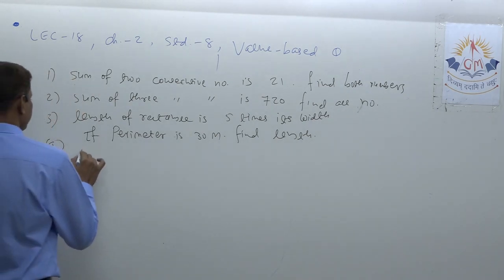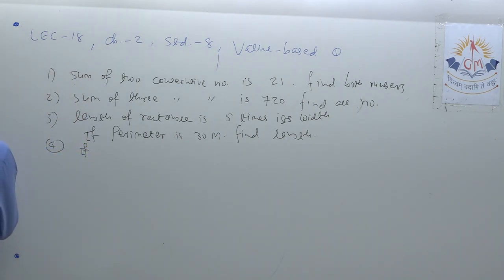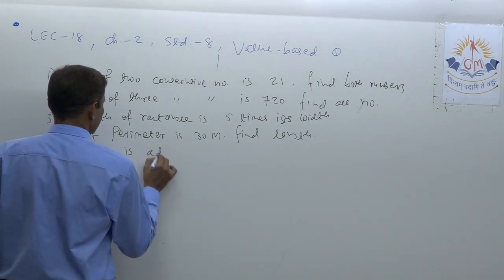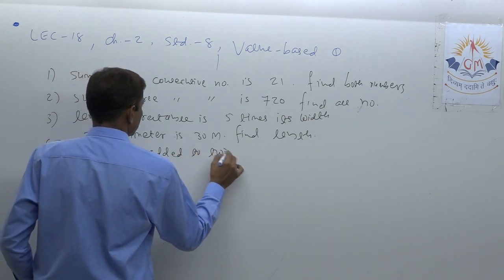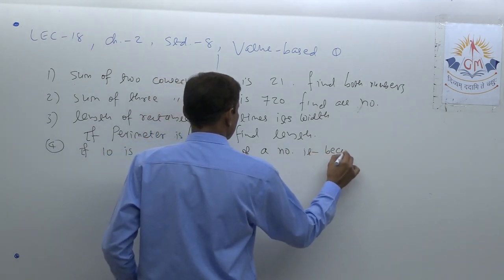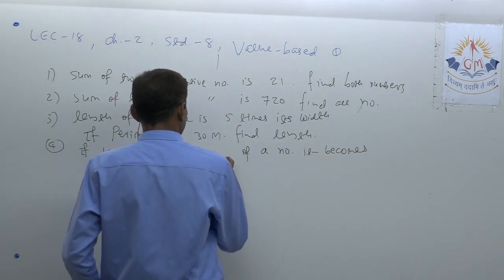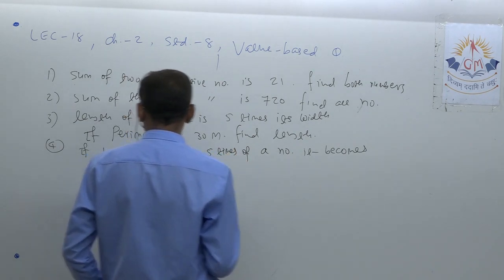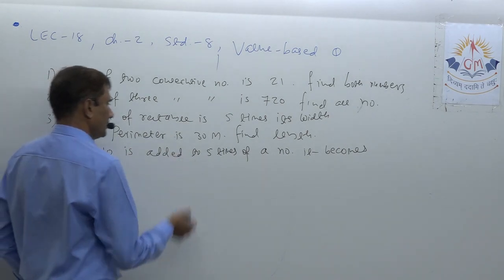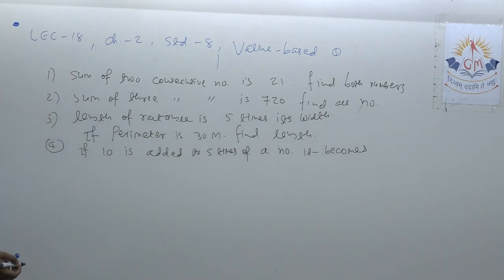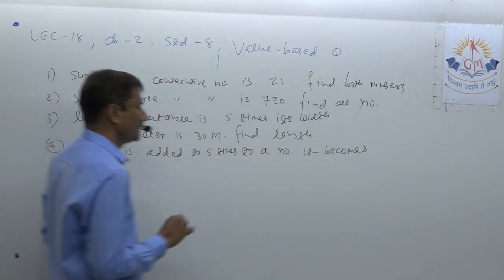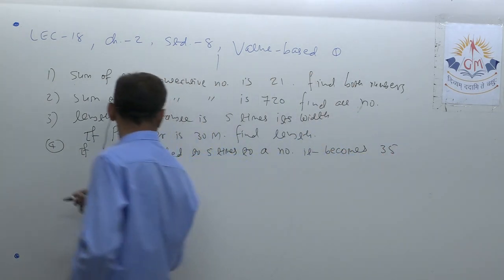If 10 is added to, not twice, 5 times a number, it becomes 35. Find the number.